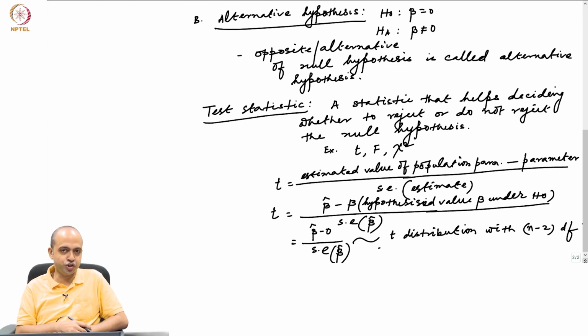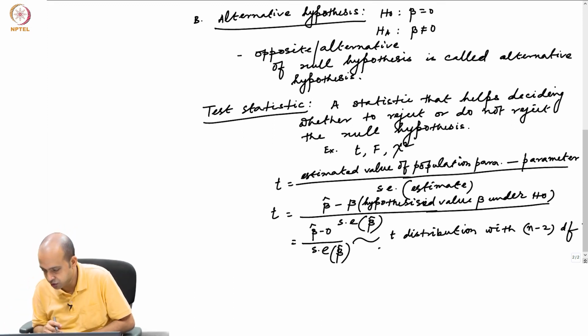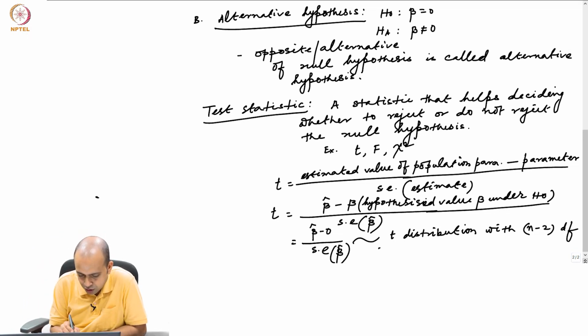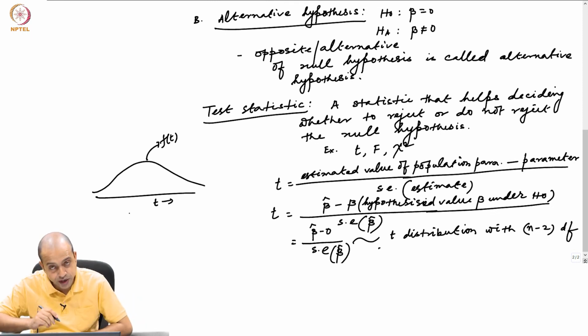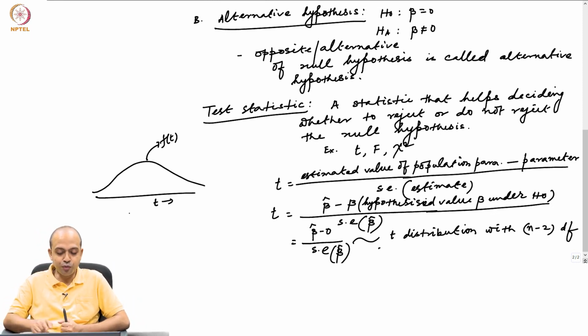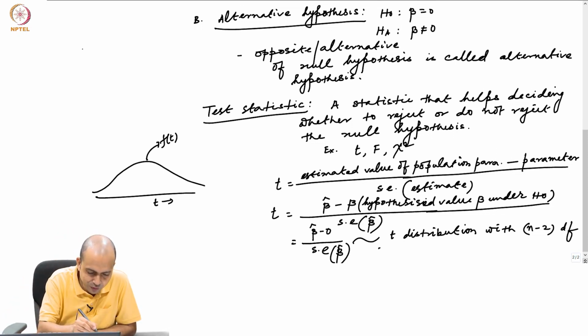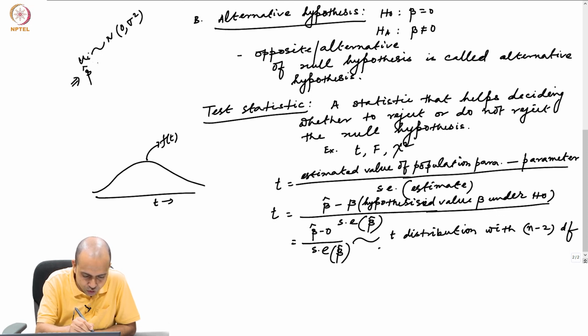Okay. This follows a t distribution with n minus 2 degrees of freedom. Now, how does this t distribution look like? T distribution looks like a normal distribution. Why is this so? Because we assume ui follows a normal distribution, and when ui follows a normal distribution, let us say 0 mean and sigma square variance, that ensures that beta hat also follows a normal distribution.